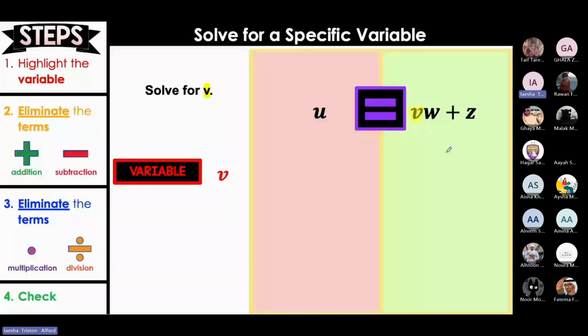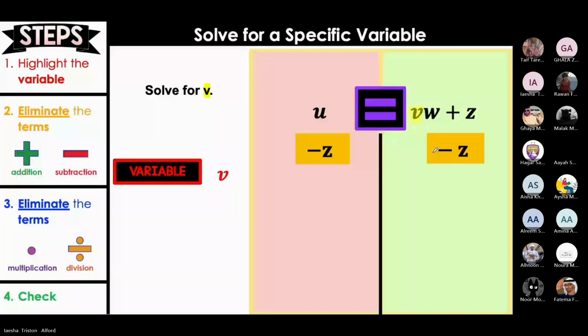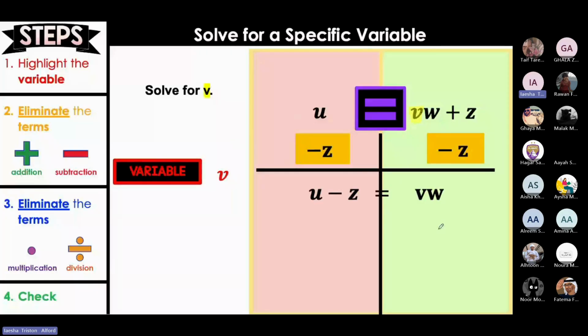Anybody have an idea? Subtract z. Subtract z both sides. So we're going to get u subtract z is equal to vw. Remember, we want v. Divide w both sides. Good. This is v multiplied by w.